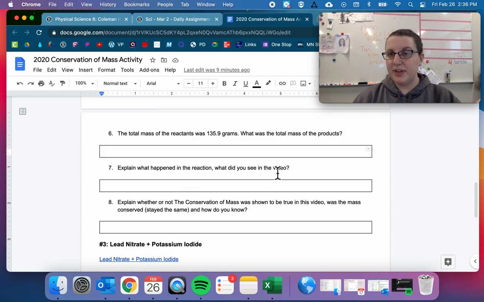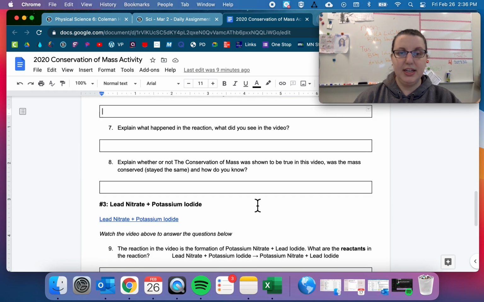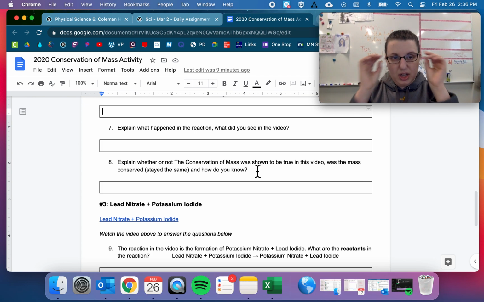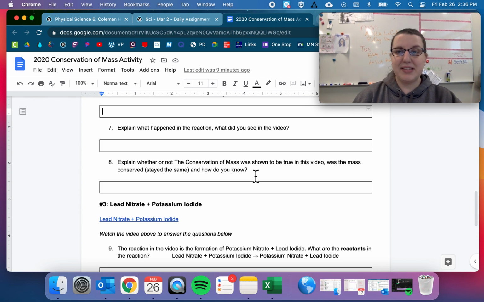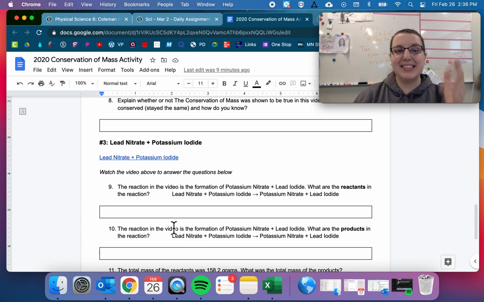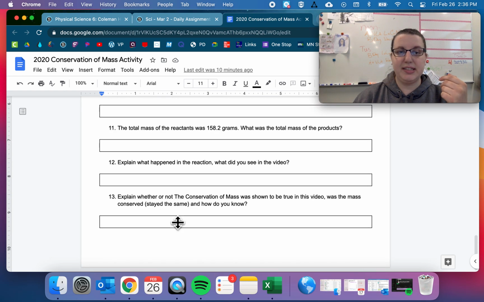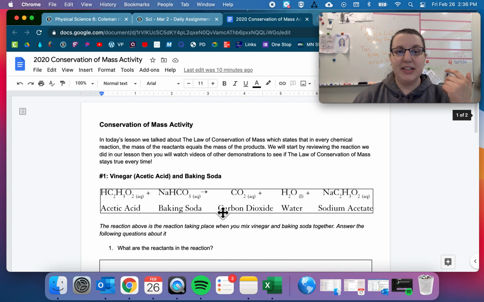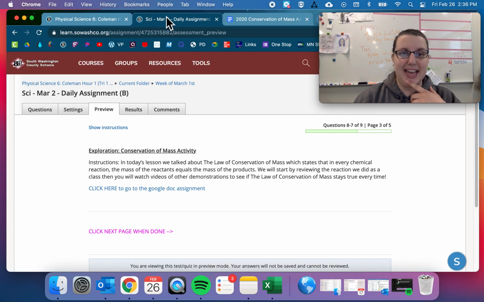Explain what happened in the video. What did you see in the reaction? Explain whether or not the conservation of mass was shown to be true in the video. Was the mass conserved or did it stay the same, and how do you know? So it's asking basically, did the mass of the reactants equal the mass of the products? And then you're going to do just basically the exact same thing with this lead nitrate and potassium iodide problem. It's going to be almost identical. So that's your activity for today.